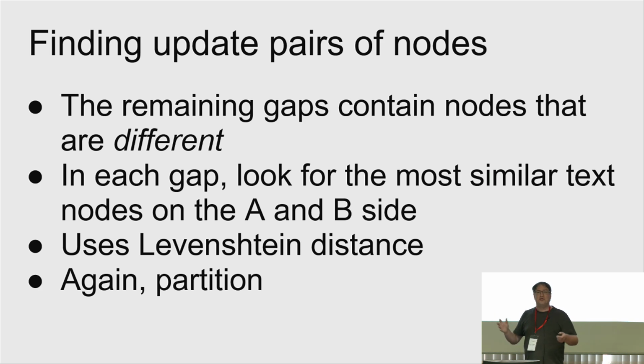So we assume those things in the beginning. We start out, okay, those things are different, but then we look for similar text nodes on the A and the B sides in those remaining gaps. We use the Levenshtein algorithm, and then we find text nodes that are very similar to each other. They have to be like 50% similar, otherwise we don't count them as similar at all. We find the most similar ones, which are like, change one letter or something like that. We remember those are updates, and then we partition again on what we have left, so we try to look for more updates.